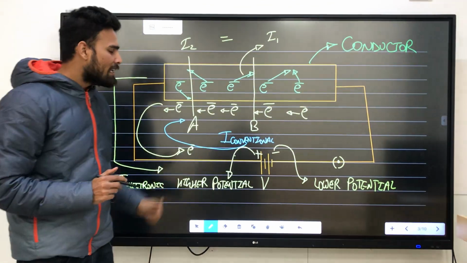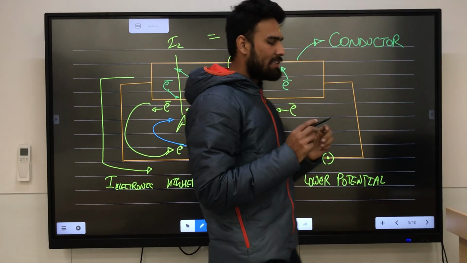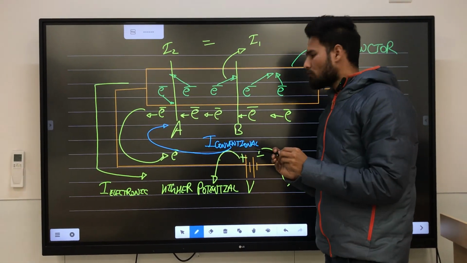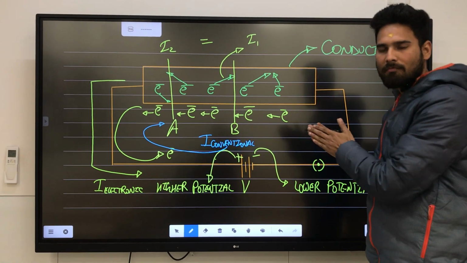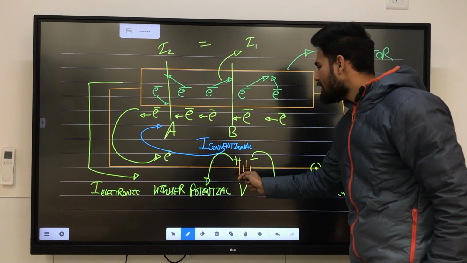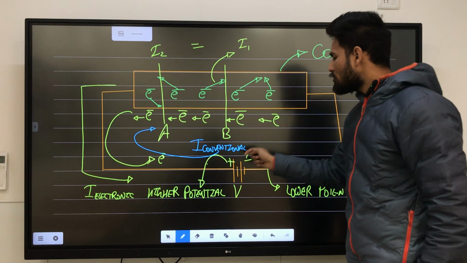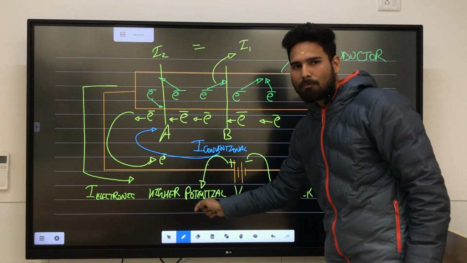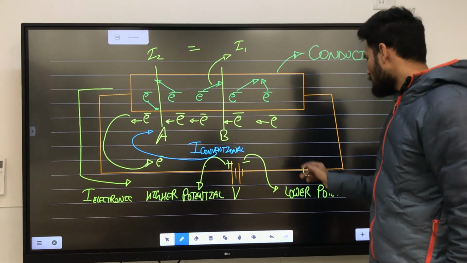Now what does it mean? It means that we can say that current always flows from higher potential to lower potential, because the positive terminal was considered as higher potential, and the negative terminal was considered as lower potential.